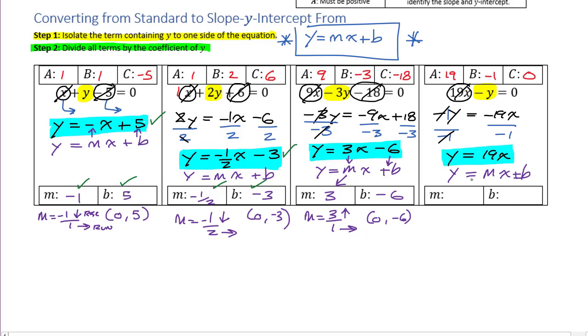Now, what is m? M is the slope. That's the number in front of the x, so that would be 19. What's the b? There's nothing here. That's like having an invisible plus 0. Now, we don't want that in our final answer. We just need to know there's nothing there, so it's 0.